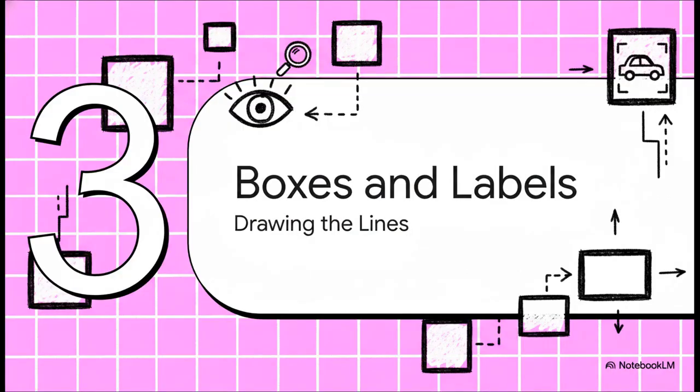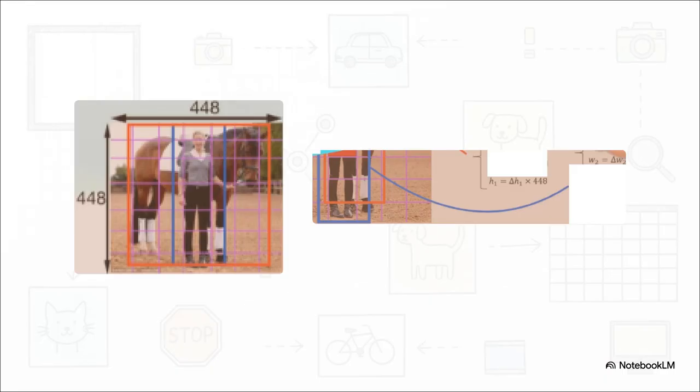All right, Section 3, boxes and labels. Let's see how it actually draws the lines. By comparing the macro view of the entire grid on the left with this zoomed-in view of the legs on the right, we can see exactly how the computer calculates these box dimensions. If you look closely at the mathematical annotations on the right side, you'll see the system calculates the width and height of the bounding boxes, like H1 and W2, by using a fraction of the total 448-pixel height and width.